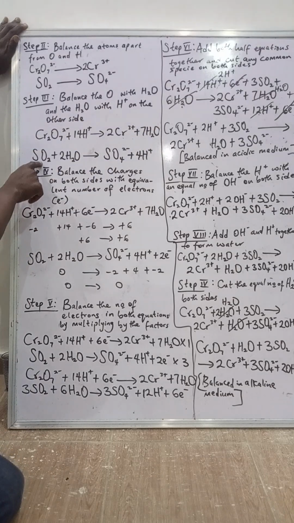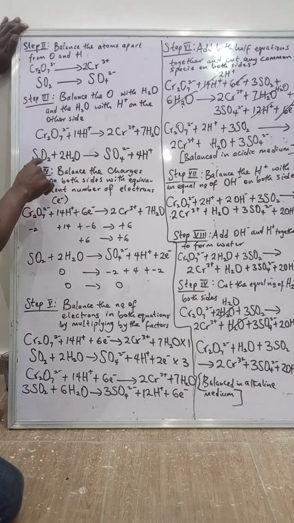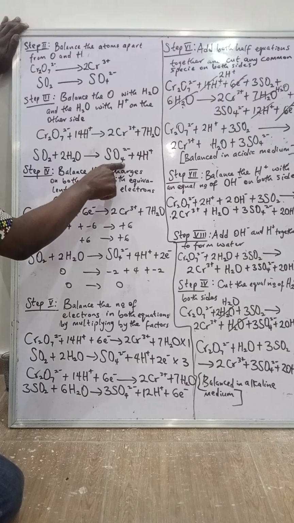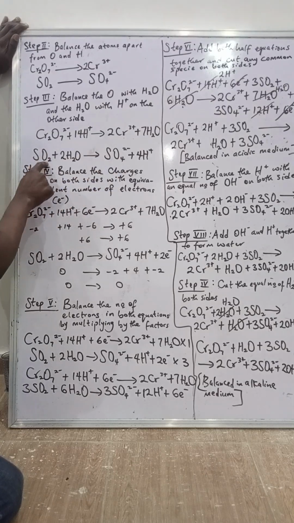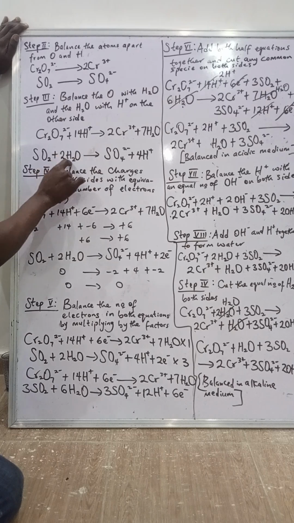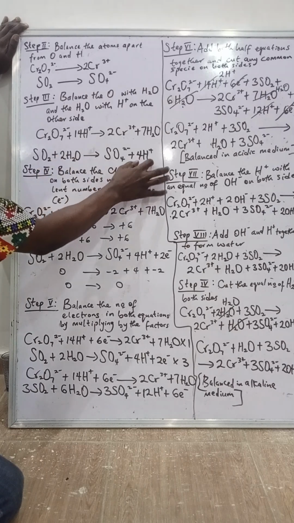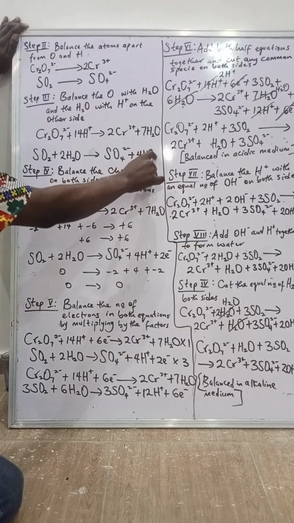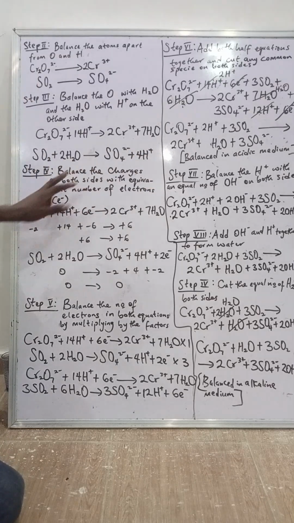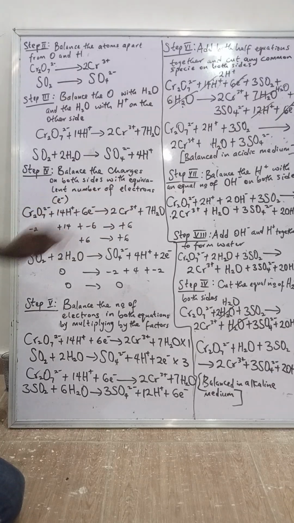Now, for the other one, don't forget, we are doing this simultaneously. We have 2 oxygen here, we have 4 oxygen here. So if we have 4 and we have 2, we have to balance the one that has 2 with 2 water. And because we have added 2 water, we now have 4 hydrogen. So we balance the other one with 4 hydrogen ion, 2 times 2, 4. Step 4. Balance the charges on both sides with equivalent number of electrons.